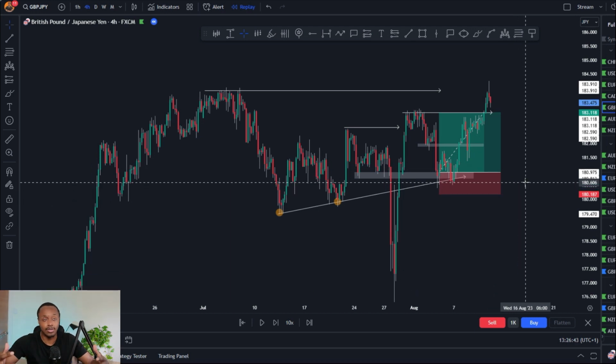Again, trading doesn't have to be complicated. The key elements about my trading is to follow that higher time frame trend, look for areas of value, areas of confluence, and get in on nice shifts of momentum on the lower time frame.